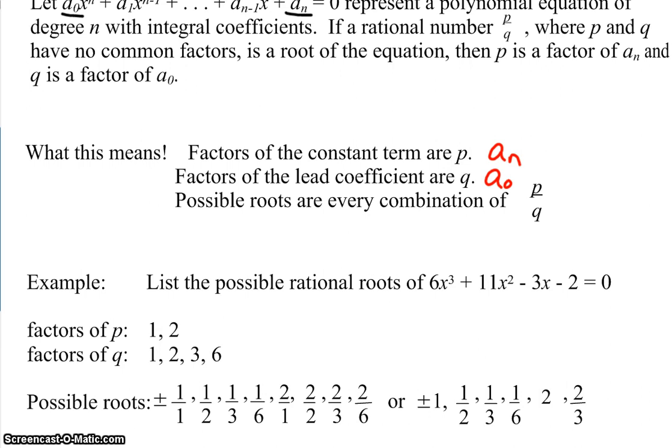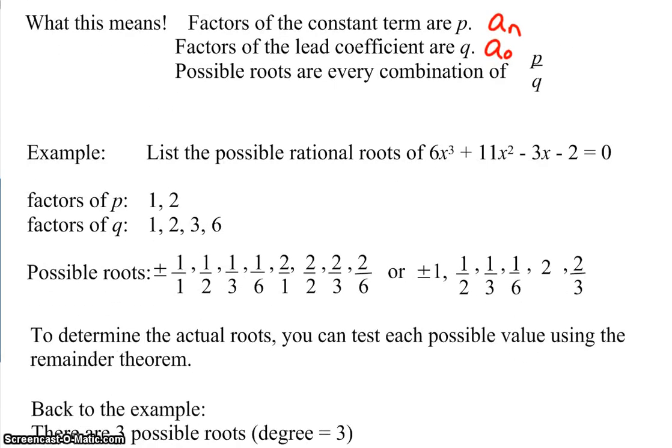As an example, we have this problem. We have 6x cubed plus 11x squared minus 3x minus 2. A sub 0 is 6. A sub n is 2. So first I looked for the factors for p, and the factors of 2 were 1 and 2. Then I looked for the factors of q, and the q factors are 1, 2, 3, and 6.